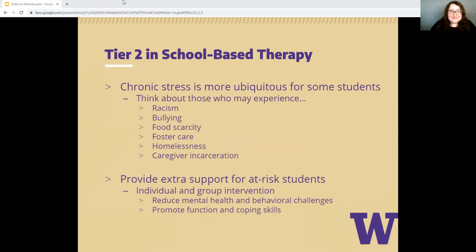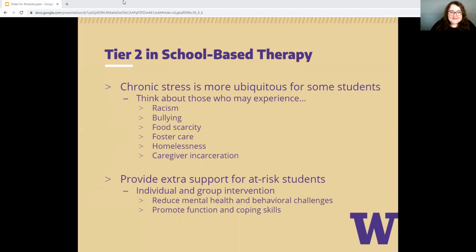When providing Tier 2 targeted supports in schools, it's important to acknowledge that for some groups, chronic stress is more ubiquitous, such as those who experience racism, bullying, food scarcity, foster care, homelessness, caregiver incarceration, and more. Due to prolonged chronic stress that people in these groups experience, these students may be more at risk for developing behavioral, emotional, or mental challenges.